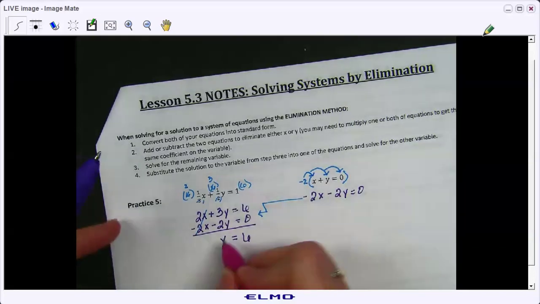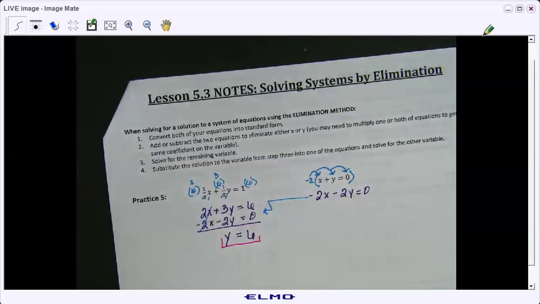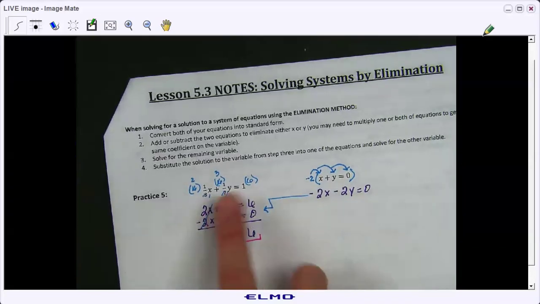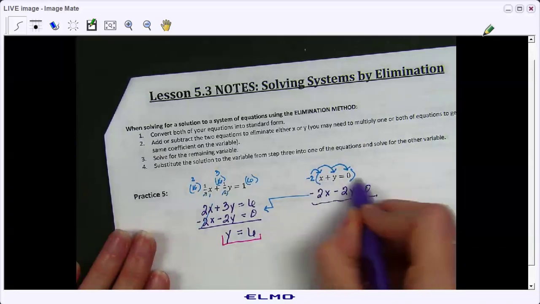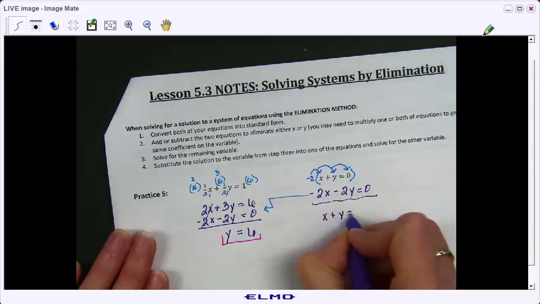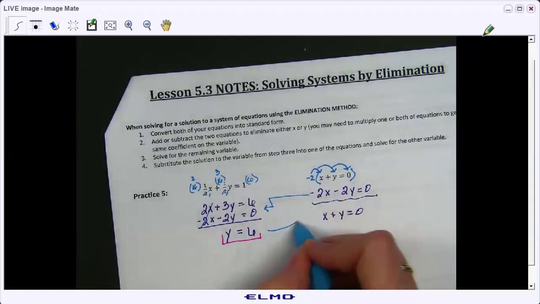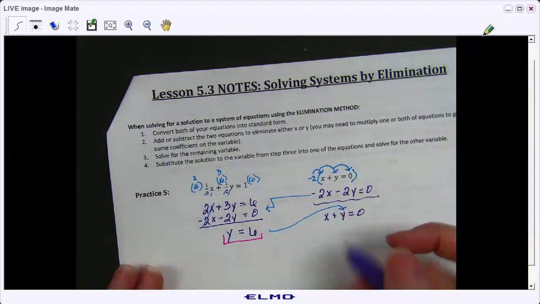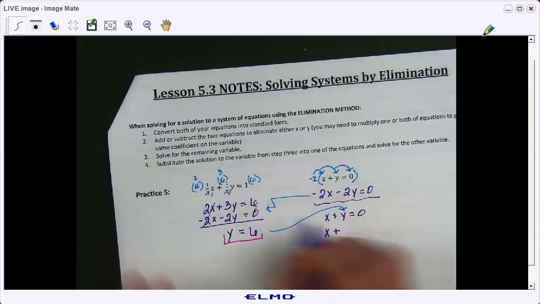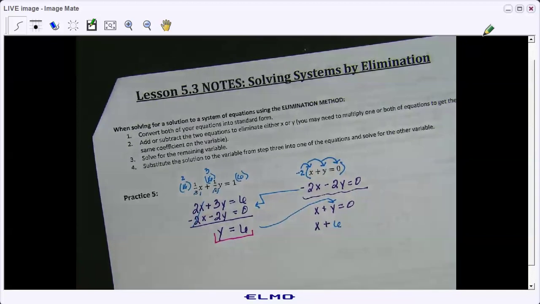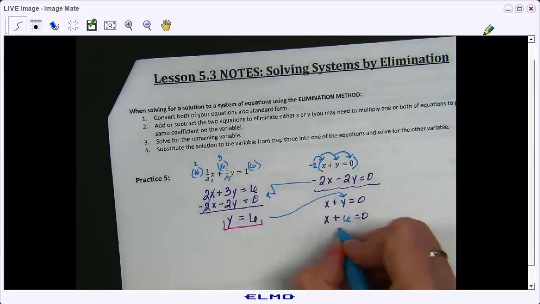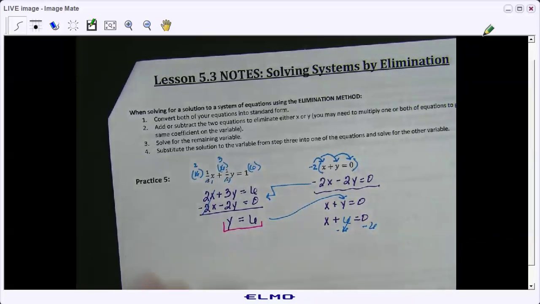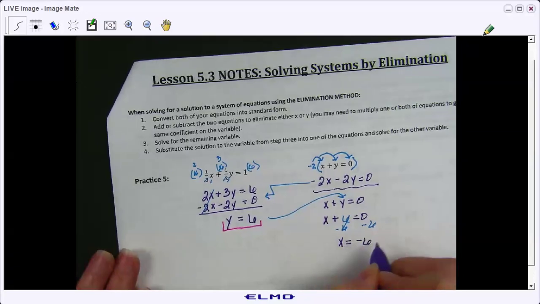So with my y, I'm going to plug that into one of the original equations. Now, guys, I'm not going to choose this fraction equation. That would be silly. That's too much work. So I am going to choose this equation up here, x plus y equals 0, and I'm going to plug my y into this y right here. We're going to solve for x. So I subtract 6 on both sides, and x equals -6.